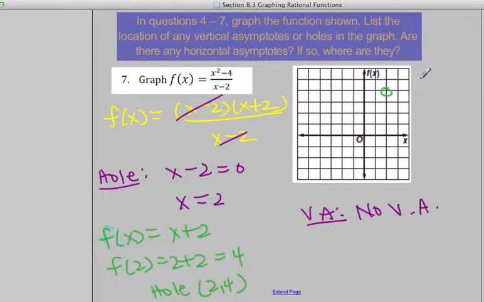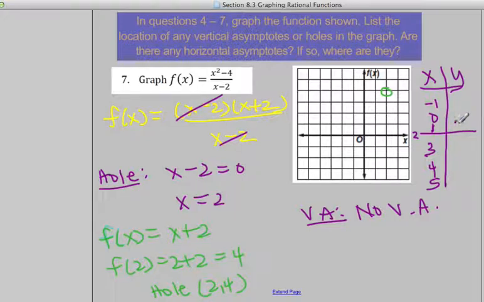And now I make my table. Once again, I would base it around my hole. My hole is at 2, so that one will provide an error. So let's pick some numbers less than 2: 1, 0, -1, and some numbers bigger: 3, 4, 5. If I plug in to what is left, 1 plus 2 is 3, 0 plus 2 is 2, -1 plus 2 is 1, 3 plus 2 is 5, 4 plus 2 is 6, 5 plus 2 is 7. Okay, so let's plot these.